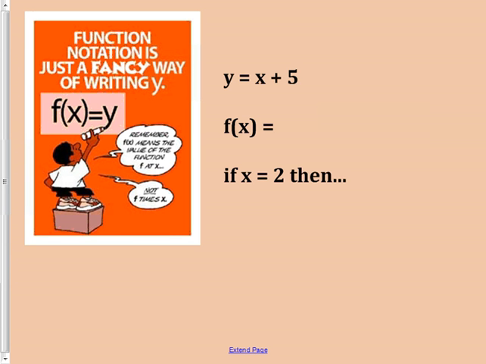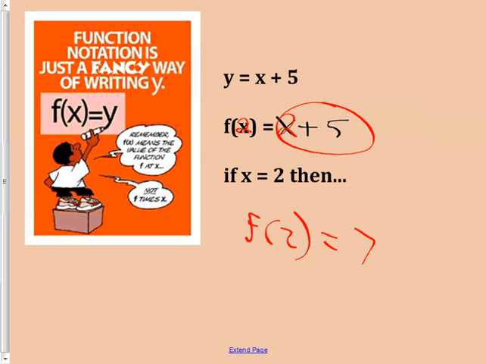So a function typically is written with f of x like this. So y equals x plus 5 is the exact same thing as f of x equals x plus 5. Do you get how they're the same thing if you just say that y and f of x are the same thing? All right. Then if x equals 2, I can stick in a 2 right here and right here. And then that means that f of 2 is 2 plus 5, and 2 plus 5 makes 7. You're just sticking in a 2.